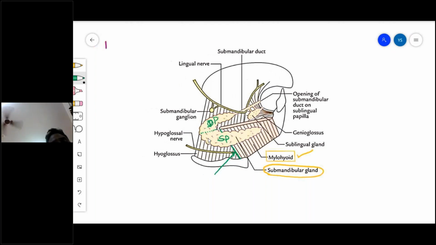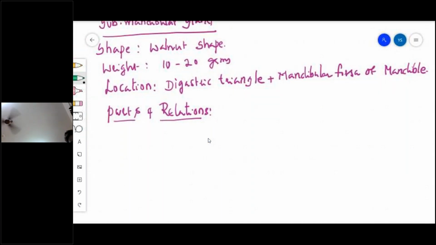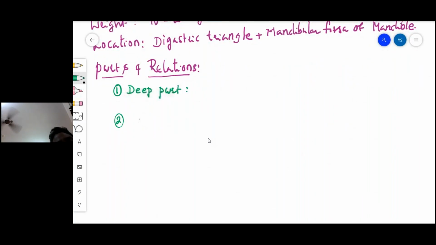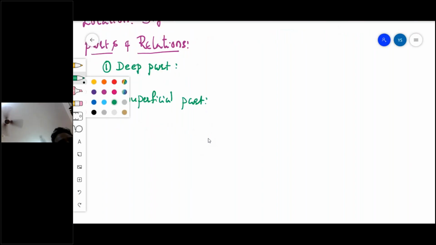So now we write down. We come to the parts and relations. Basically, the submandibular gland divides into two parts. So the first part is the deep part, number one, and the second part is the superficial part. So there are the two parts. Of course, the superficial part is bigger. It rests on the mylohyoid muscle, and it possesses two ends and three surfaces.